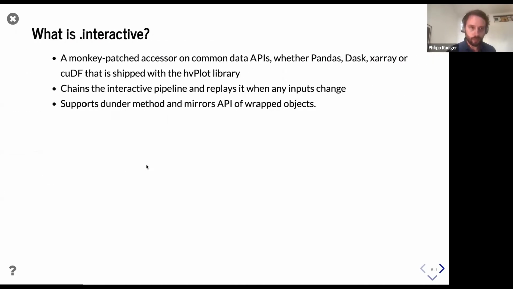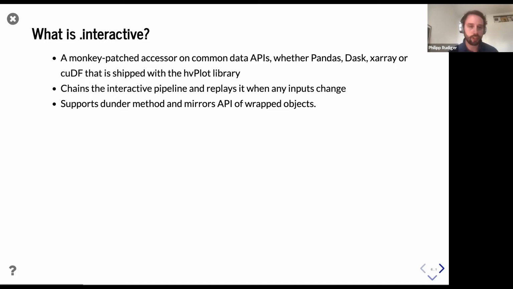And so what is .interactive? Well, right now it's a monkey patch accessor which supports the common data APIs, whether that's Pandas data frames, Dask data frames, Rapids cuDF data frames, or Xarray objects. It is shipped with the hvPlot library. So as I promised, we'll dig into what the hvPlot library is in a minute. But .interactive allows us to chain these interactive pipeline methods and replays them when any of the inputs, i.e. any of the widgets that we feed into this pipeline, change.